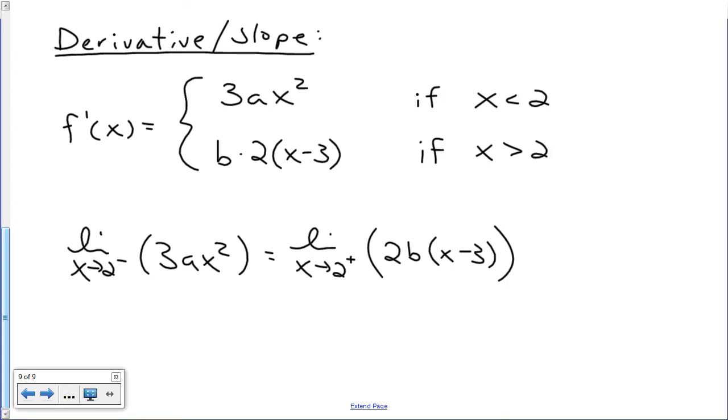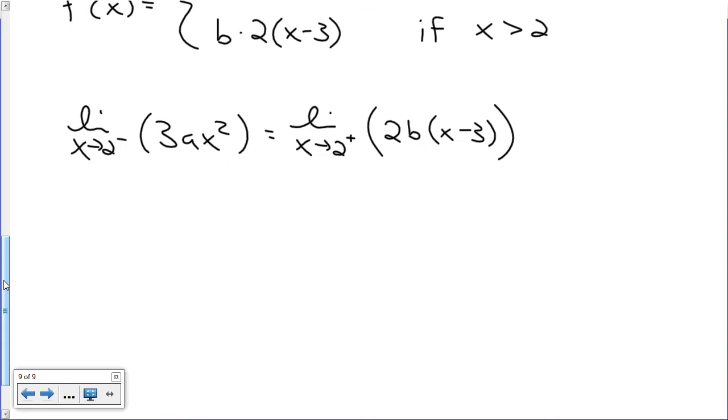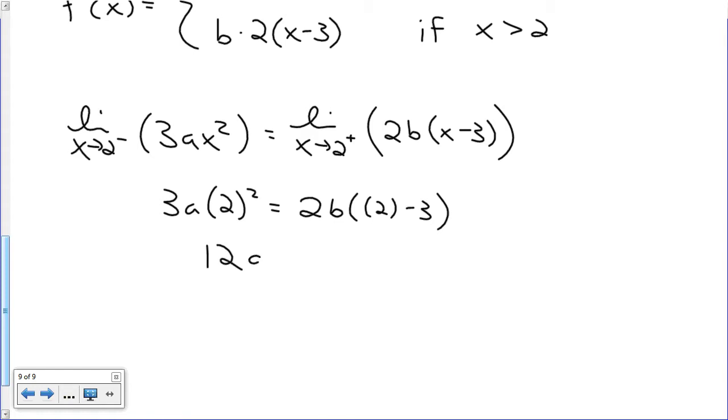Again, the key here is I've got to force the slope from the left side to be the same as the slope on the right side of 2, or that is, the derivative on the left side to be the same as the derivative on the right side. So that's what we're doing with these limits. So go ahead and plug in 2. So we have 3 times a times 2 squared is equal to 2b times 2 minus 3. And so squaring 2 over here on the left side, that's 4 times 3 is 12a. And that would be equal to 2 minus 3 is a negative 1, so this is going to be a negative 2b over on the right side.